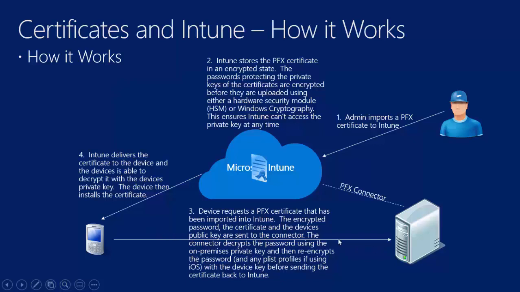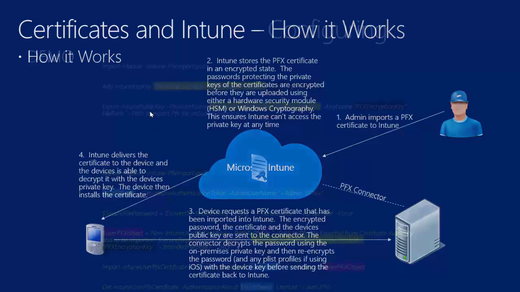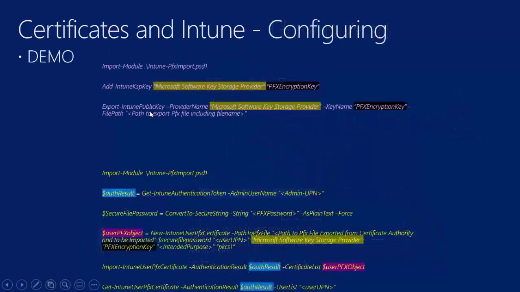So this is going to be going to the server hosting your connector. And then the connector is going to shuttle that request back up to Intune. And then finally, Intune is going to deliver the certificate to the device. And also, the device will be able to decrypt it with the device's private key. Right? Then the cert's installed. So, a little bit of a circuitous process, but hopefully makes sense, and you'll see it work here in a minute.